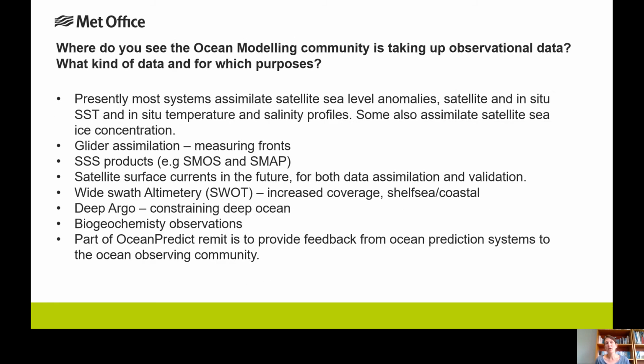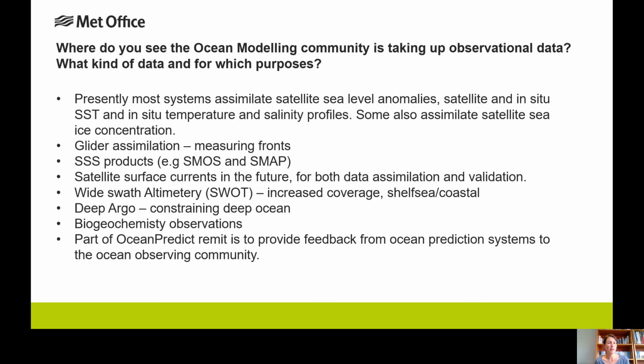So now thinking about the uptake of observations in the ocean modelling community. Presently, most systems assimilate satellite sea level anomalies, satellite and in situ SST, in situ temperature and salinity profiles, and some also, like the Met Office, assimilate sea ice concentration. But increasingly, I think people are interested in glider assimilation. This is useful for measuring fronts and can provide us with targeted sampling.